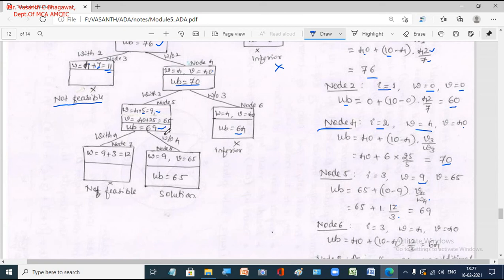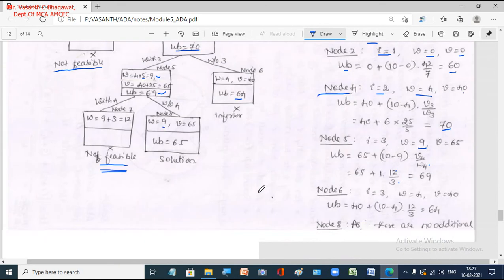Now if you don't select the fourth item, this is the last item you have. So if you don't select the fourth item, what is the weight you have? 9, the total previous weight, and the profit is 65. So now you can calculate the upper bound value.